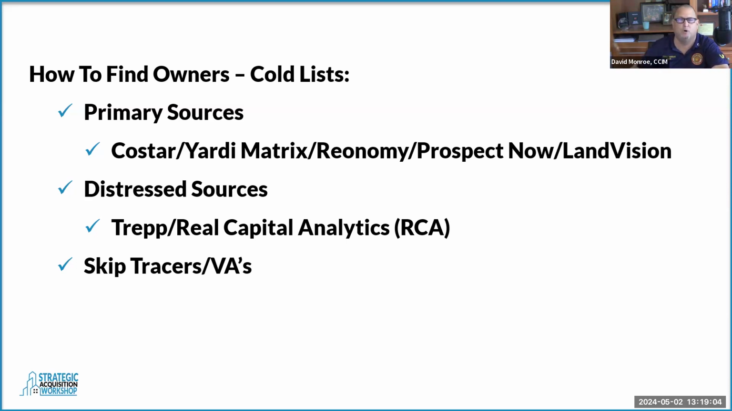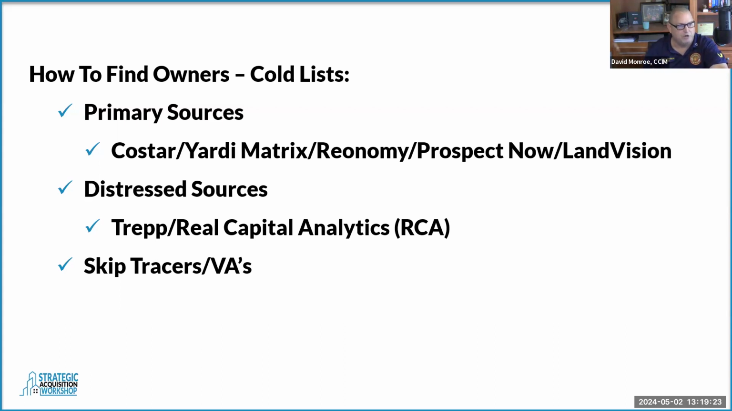So a VA will go research all of the properties you want in a market and then they'll take that information because it's going to be very basic, hand it to a skip tracer or put it through a skip trace tool where you can get the rest of the data, phone numbers, emails, and things like that.